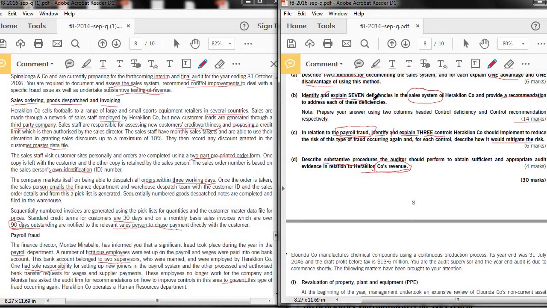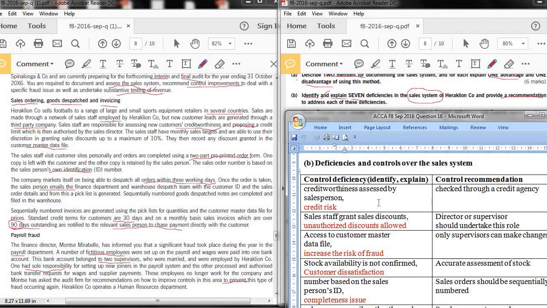We have to give 7 deficiencies and we have to give 7 recommendations related to that. And there are 2 parts, identify and explain. By using this 2-column approach, I make some words in red because most of the students are losing marks because they are missing these red explanations. Examiner had told you that identify and explain deficiencies. What the students are doing, they are just identifying, not explaining. So these reds are explanations.